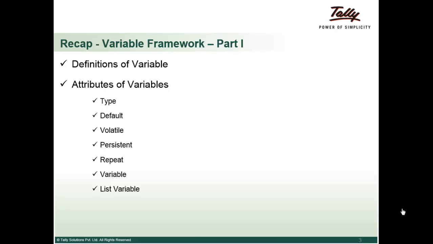That is, the variable holds the method values of the objects of the collection. The syntax for this, we saw, is repeat colon, and we give the name of the variable which holds the name of the collection. We took the example where we repeated the variable over the voucher collection, and we saw how we could take the party ledger name inside.